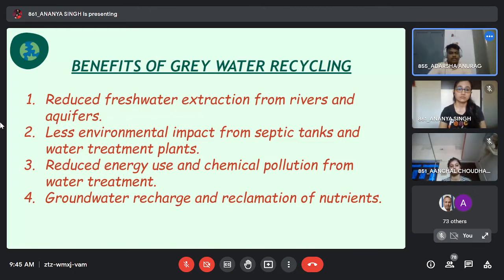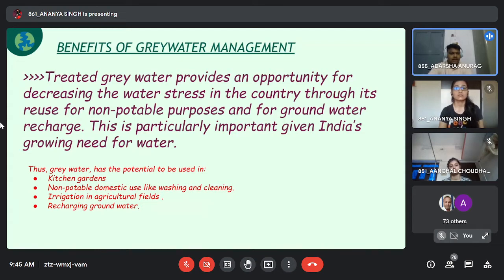And now, the benefits of grey water management: treated grey water provides an opportunity for decreasing the water stress in the country through its reuse for non-potable purposes and for groundwater recharge. This is particularly important given India's growing need for water.